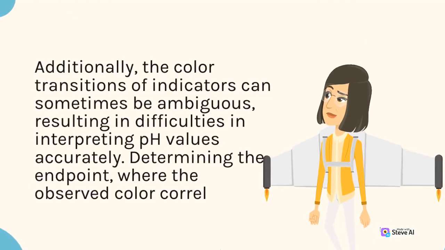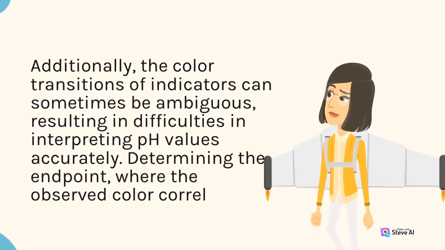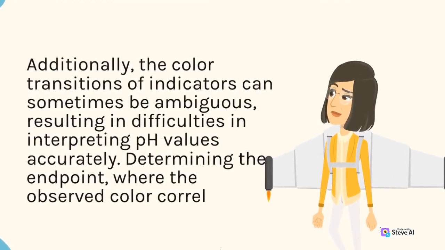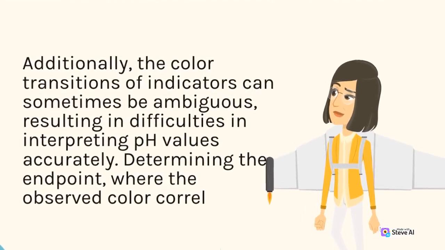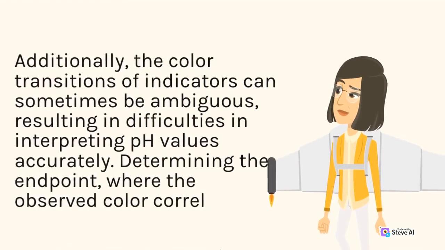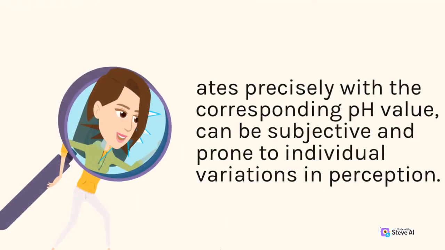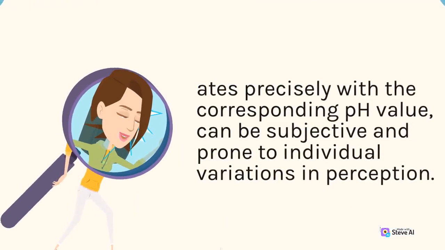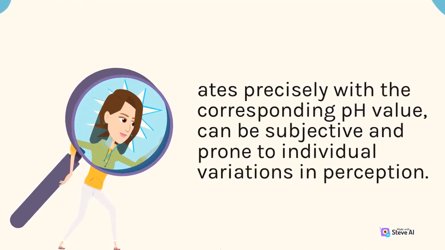Additionally, the color transitions of indicators can sometimes be ambiguous, resulting in difficulties in interpreting pH values accurately. Determining the endpoint, where the observed color correlates precisely with the corresponding pH value, can be subjective and prone to individual variations in perception.